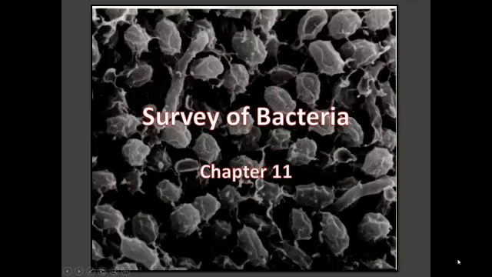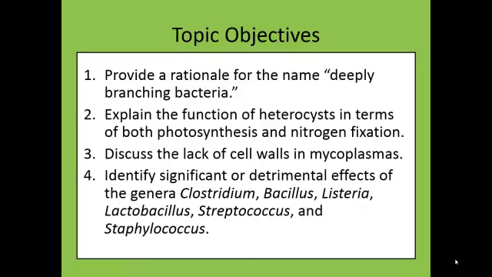Chapter 11, Survey of Bacteria. The objectives for this topic are: provide a rationale for the name deeply branching bacteria, explain the function of heterocysts in terms of both photosynthesis and nitrogen fixation, discuss the lack of cell walls and mycoplasmas, identify significant or detrimental effects of the genera Clostridium, Bacillus, Listeria, Lactobacillus, Streptococcus, and Staphylococcus.